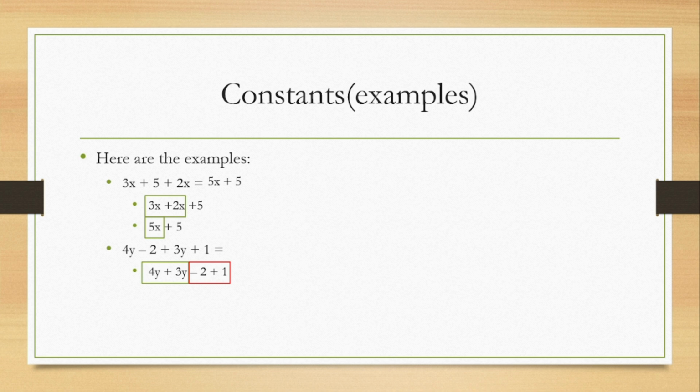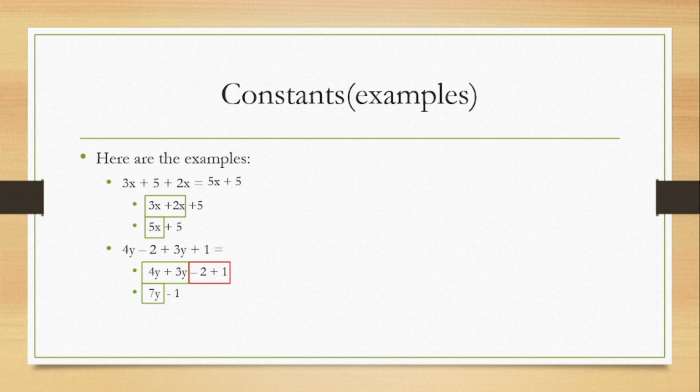So now we're going to add them. The 4y and 3y, we're going to add them. Since they are both positive, it's going to give us how much? 7y. And as for minus 2 and plus 1, we have to check which one is bigger, or we can just use a calculator. Minus 2 plus 1 is going to give us minus 1.